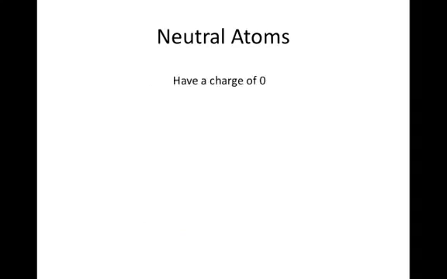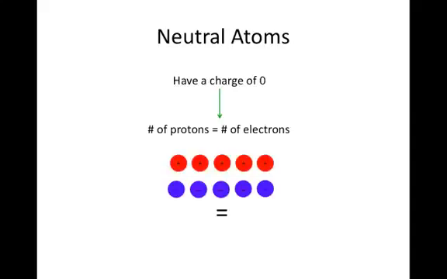Atoms that are neutral have a charge of 0. In order to have a charge of 0, they must have an equal number of protons and electrons. Here we see 5 protons and 5 electrons. The positive and negative charges balance each other out, leaving a net charge of 0.